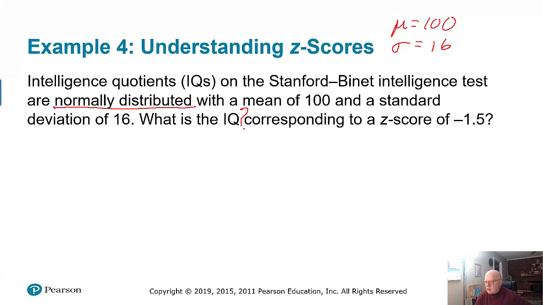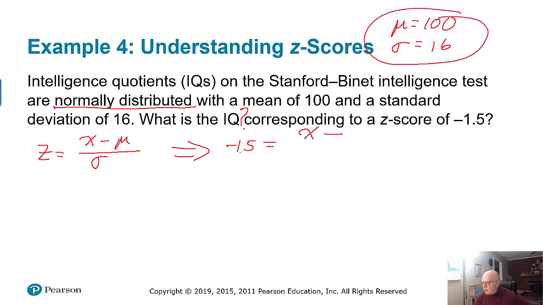Well, let's go back to the formula. Z equals x, for the data item, minus the mean, divided by the standard deviation. Okay, what does that mean? Well, the z-score in this case is negative 1.5 equals the x-score, we don't know. We're going to find that. The mu, right up here, 100.